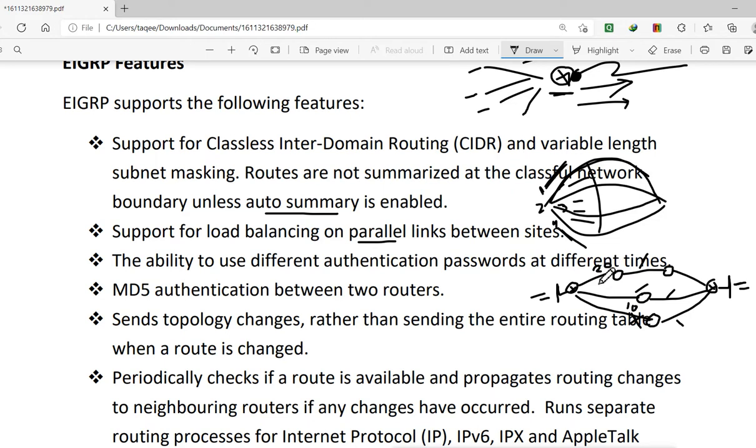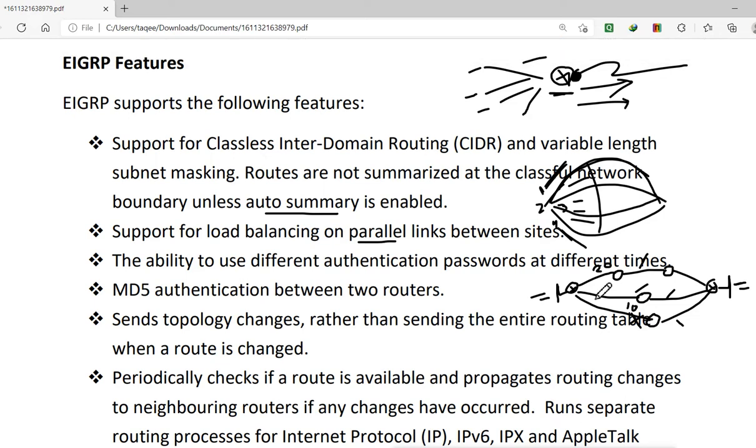Now what? These 2 links are not equal, but if I want, then I can use both links for load balancing in EIGRP. So how will it work, and how will it use both the links in the routing table to do the load balancing? Now this one is the fast one and this one is the slower one. So what will it do?